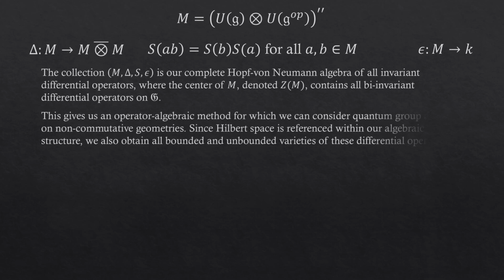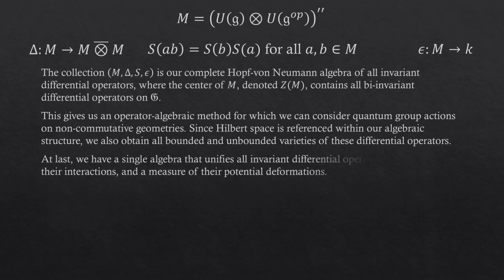And this gives us an operator algebraic perspective for which we can consider quantum group actions on non-commutative geometries. Since Hilbert space is referenced within our algebraic structure, we also obtain all bounded and unbounded varieties of these differential operators. And at last, we have a single algebra that unifies all invariant differential operators on the Lie group, their interactions, and a measure of their potential deformations under other group structures.